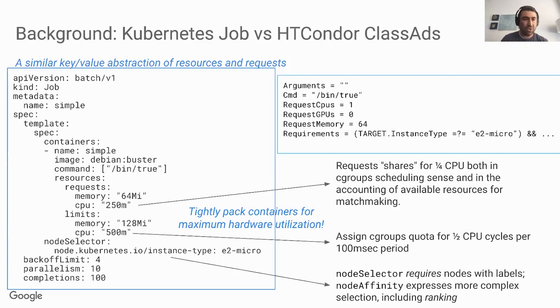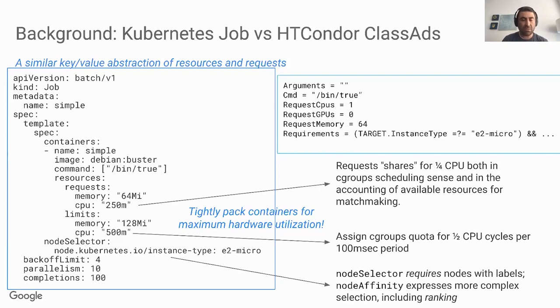On the left side, I'm showing a job resource. In the job resource, you can declare, for example, the template. In the template, you specify the set of containers that you want to create. And for each container, you specify how much resources they need. In the requests field, you specify the minimum amount of resources that needs to be allocated to the container. This minimum amount is taken into account when we match with nodes, using the HTCondor terminology.